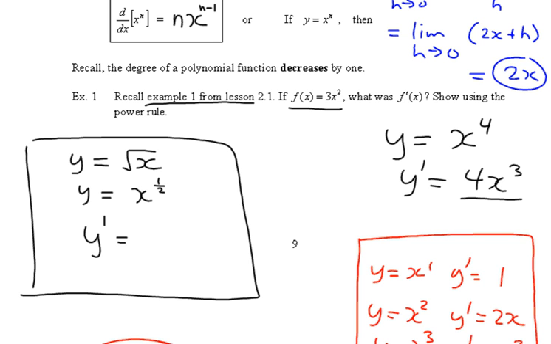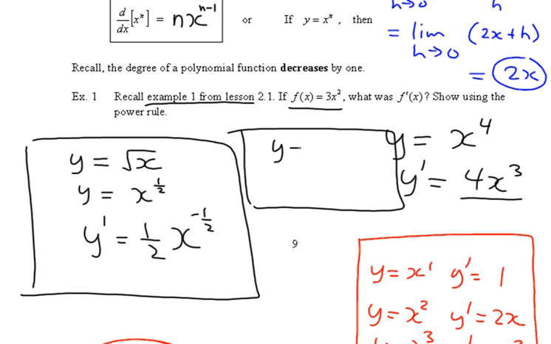Bring the half down in front, and then for the power, reduce it by 1 unit. So what's 1/2 minus 1? -1/2. And that turns out to be the correct derivative. Next one. You try this one. What is the derivative of x to the -2 power? What would that one be? -2x to the -3, exactly.